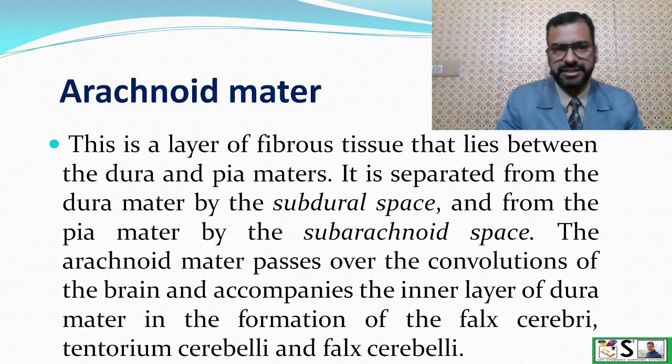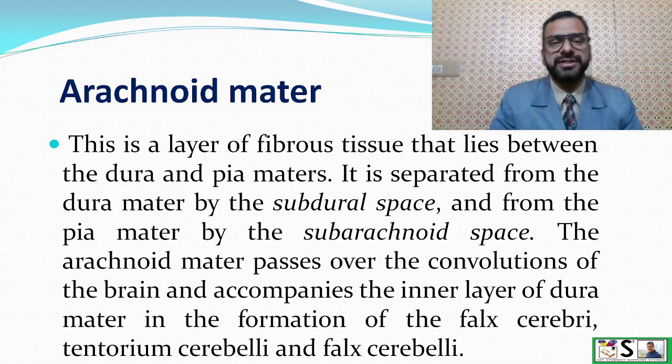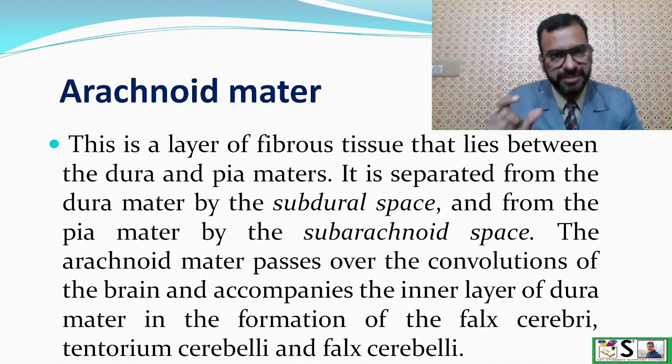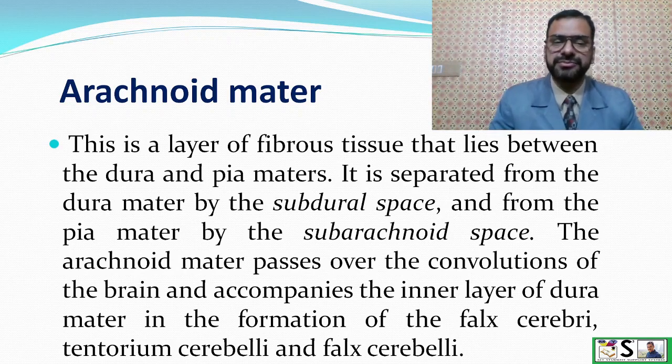Second layer or middle layer is arachnoid mater. This layer is of fibrous tissue that lies between the dura and pia maters. It is separated from the dura mater by a space known as subdural space, and from pia mater by subarachnoid space. The arachnoid mater passes over the convolutions of the cerebrum or brain and accompanies the inner layer of dura mater in the formation of falx cerebri, tentorium cerebelli, and falx cerebelli.